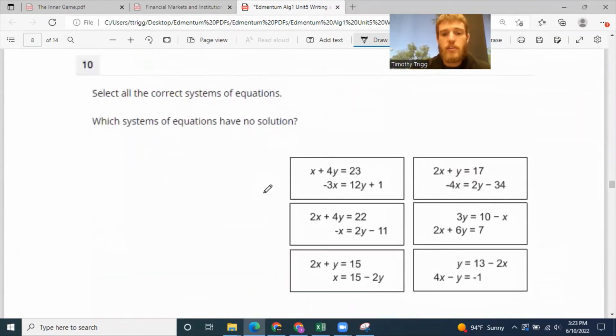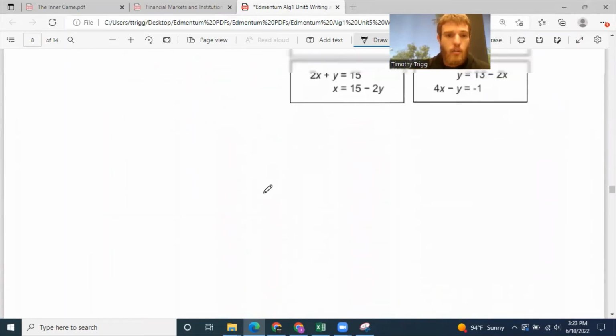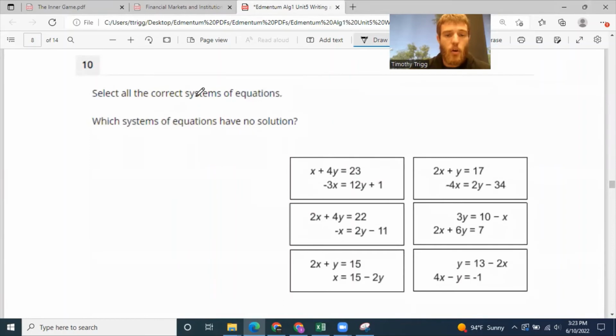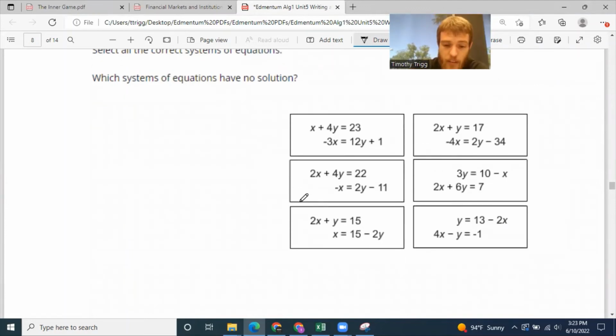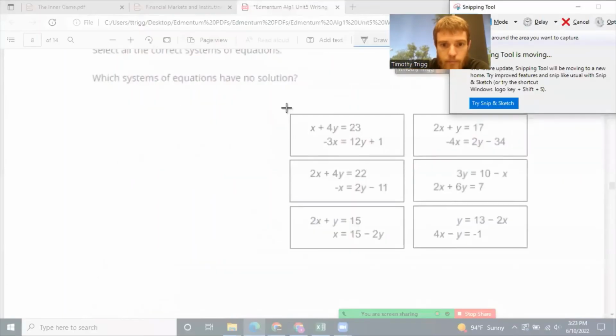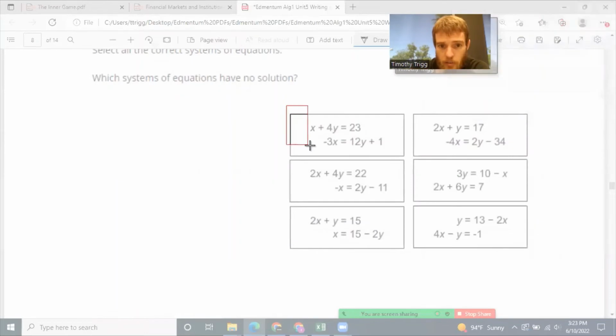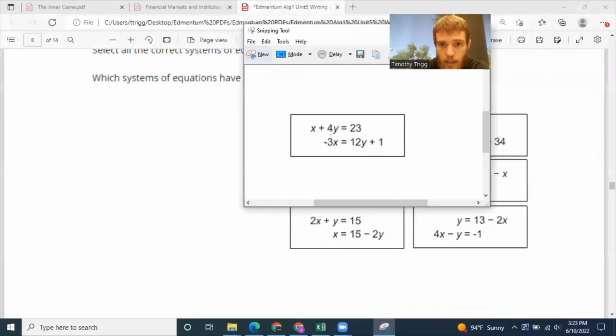Which system of equations has no solution? Select all the correct answers. So you need to see which one of these have no solution. All right, this is a long one. Now they really did make this as hard as possible, or as annoying as possible, I should say. So let me go ahead and grab this.